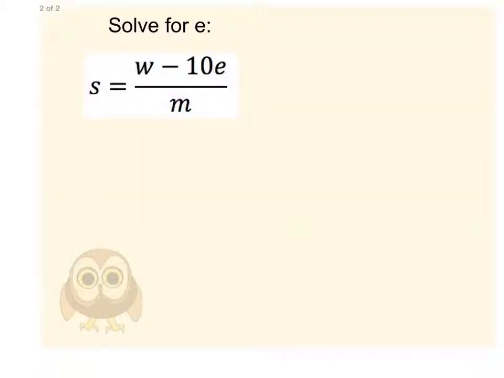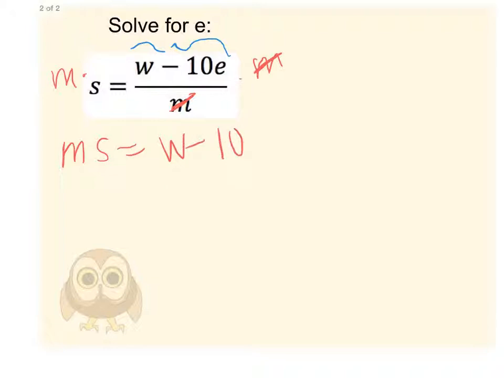Okay, this is a little bit more challenging. We're asked to solve for e. So I have w minus 10e over m on the right side there. So if I'm thinking PEMDAS, I can see that this whole thing up top here is being divided by m. So if I'm dividing that whole thing by m, I need to multiply m out on both sides to get rid of it. So I'm going to multiply that m out to get rid of it. So then I'm left with m times s is equal to w minus 10e.